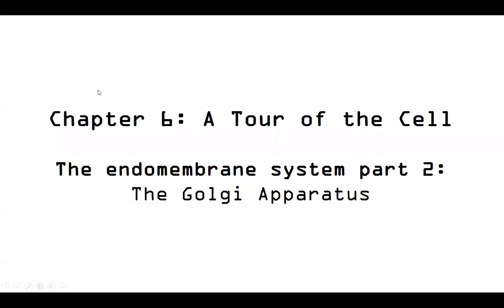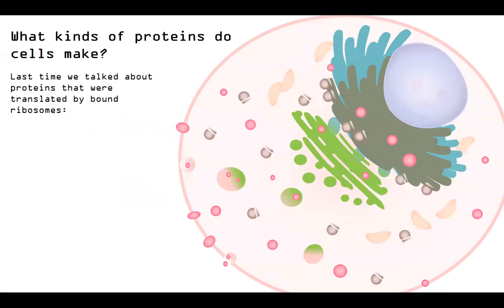Hey guys, so today we're going to be talking about the Golgi apparatus. In our last video, we started the basics of the endomembrane system, including the smooth ER and the rough ER, and a lot more detail about ribosomes. And one of the things we talked about with ribosomes last time is the way that the ribosomes decide if they're going to be free in the cytosol or bound to the rough ER.